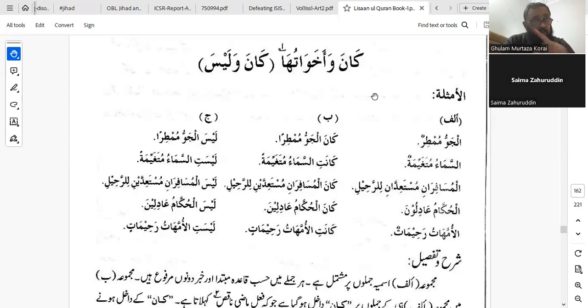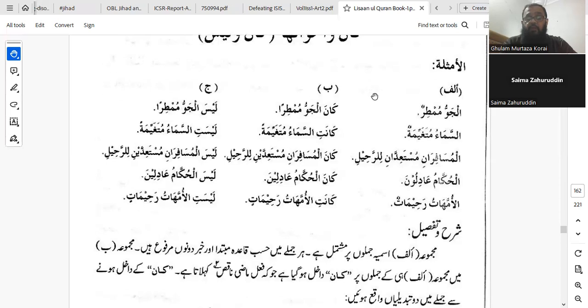Harf illat. Yes. Very good. So now kana, we know that that relates to Fi'l Madi. And because al-jawwu mumtirun, it has a different meaning. When kana enters, it changes the meaning to the past. Okay, it changes the meaning to the past.